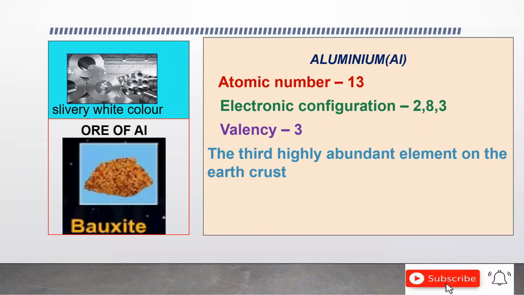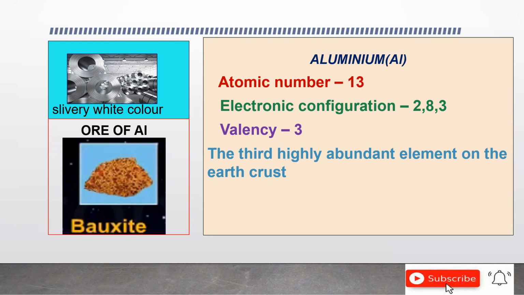Aluminium symbol is Al and atomic number is 13. Therefore, electronic configuration is 2, 8, 3. Outermost shell contains 3 electrons. Therefore, valency of aluminium is 3. It is the third most abundant element in the earth's crust. The color of aluminium is silvery white and ore is bauxite.